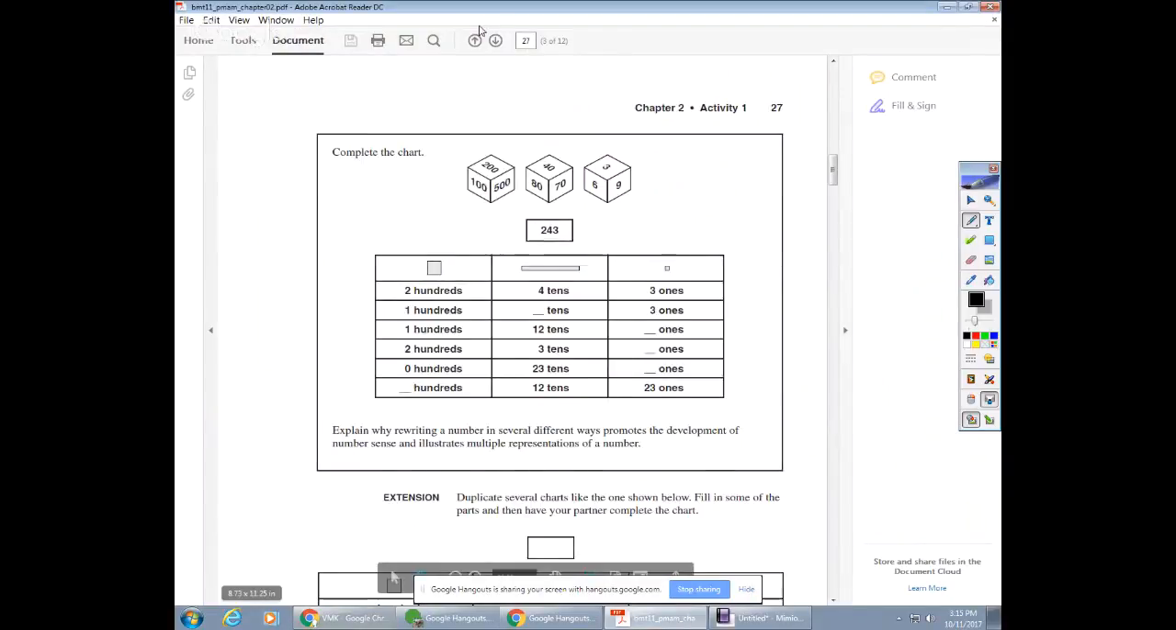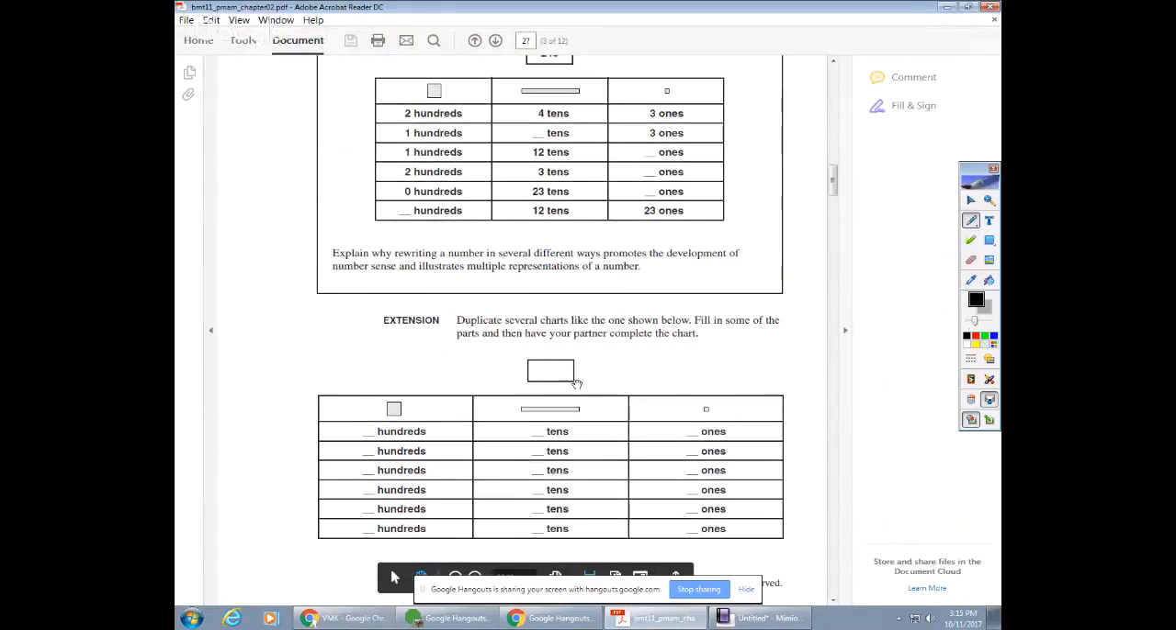Okay. So then you're going to do the same thing in the extension. You're going to make up a 3-digit number, put it there, and then write a bunch of different ways that you could reorganize that group besides the optimal way. So write the optimal way at the top and then write some variations on that below.